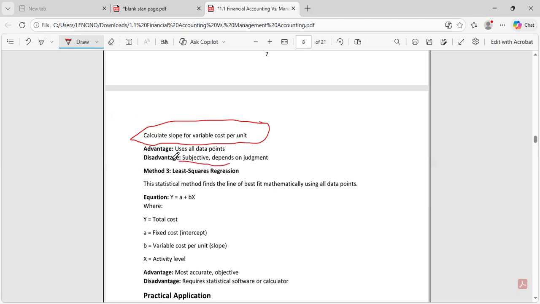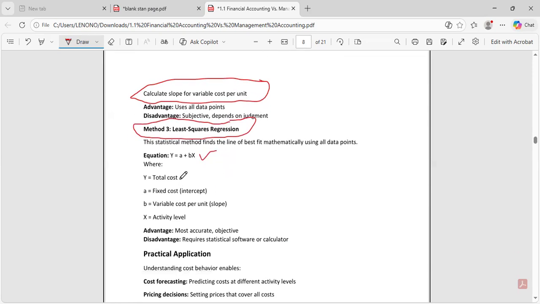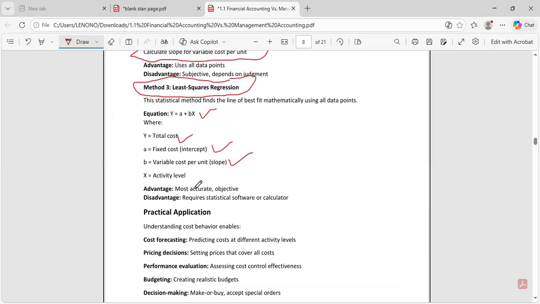Method three we are looking at is the least squares regression line, which uses the slope and the intercept. So our total cost is y, our fixed cost is a, our variable cost is the slope, and next is the activity level. The advantages are that it's most accurate and objective. The disadvantage is that it requires software or a calculator.